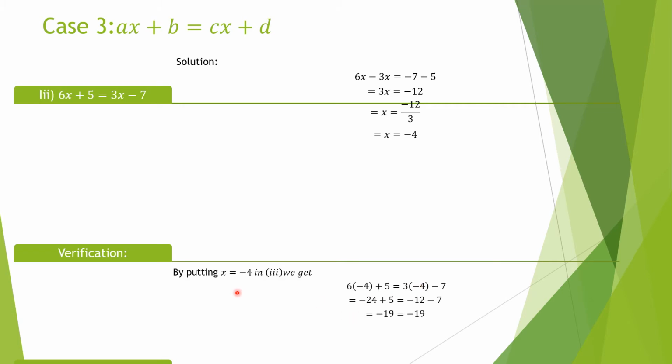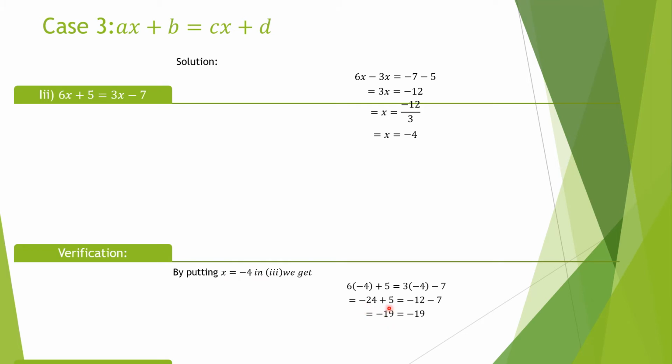Now the verification is by putting the answer, x is equal to minus 4, in the original equation, which is equation number 3. We get 6x, means 6 into minus 4, plus 5, is equal to 3x, means 3 into minus 4, minus 7. 6 into minus 4 is minus 24. Minus 24 plus 5 is minus 19.